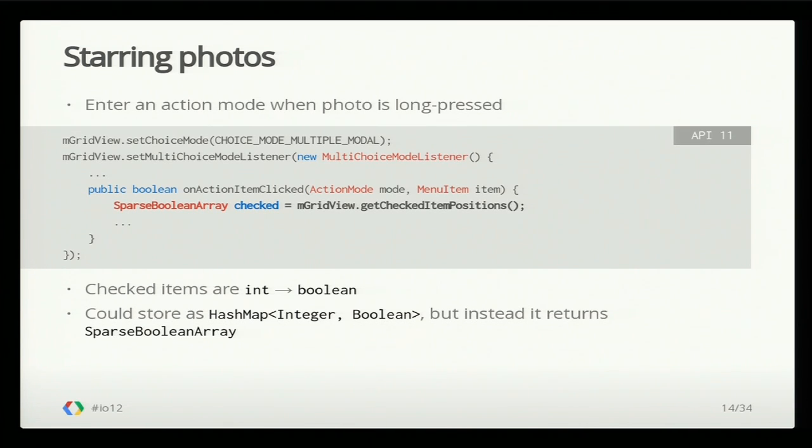And the one thing that I want to look at today is conceptually how that set of items is represented, the photos the user selected. So conceptually, it's a map from an int to a Boolean, where the int is the position of a photo in the list, and the Boolean is indicating if the user has selected that item or not. And we could store this as a HashMap from an Integer to a Boolean. But instead, GridView and ListView on the platform return these values as a SparseBooleanArray, which is an Android-specific data structure. And the reason for this is autoboxing.